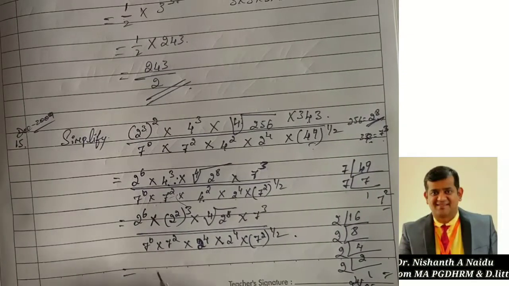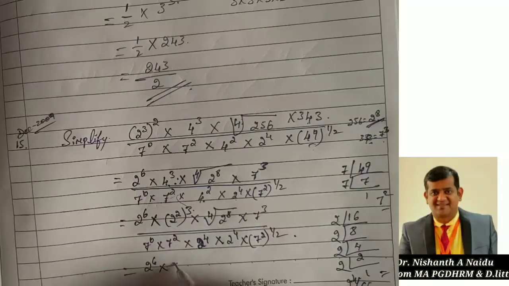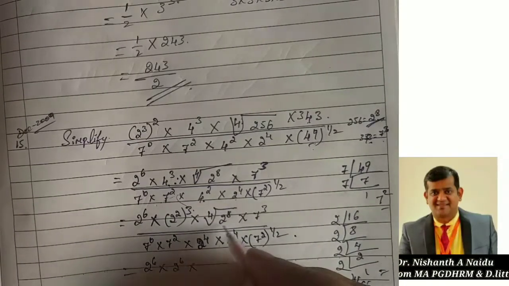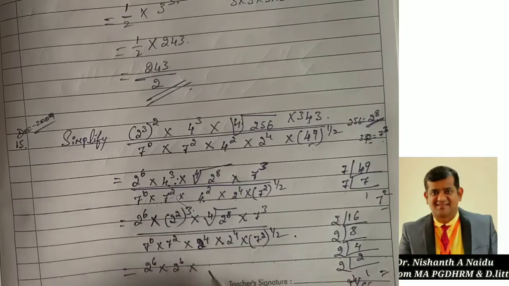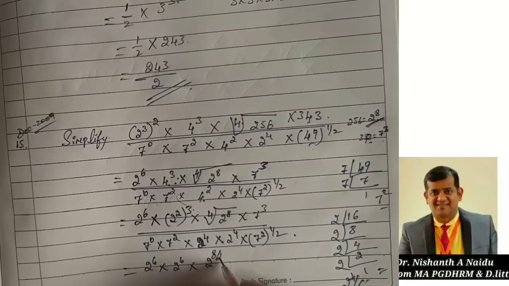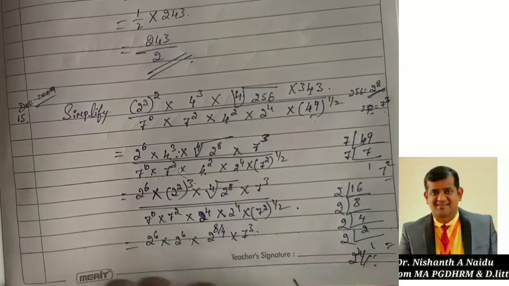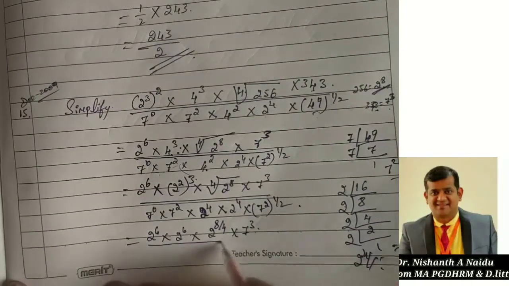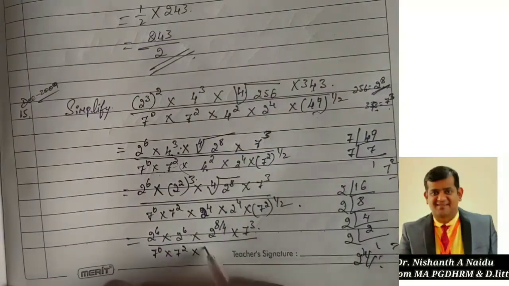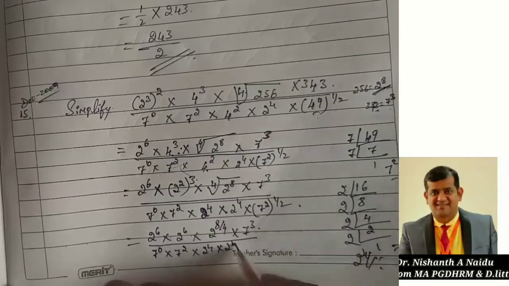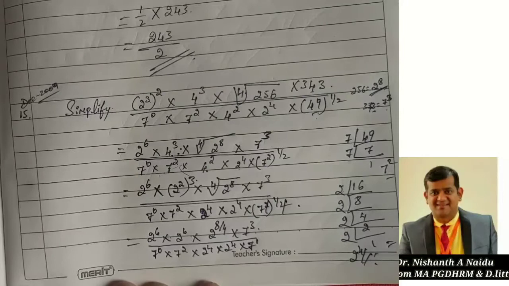So before that we will do the simplification again. 2 to the power 6 into 2 3s are 6, 2 to the power 6 into 2 to the power 8 divided by 4, because we are removing the root. 2 to the power 8 by 4 into 7 to the power 3 into 7 to the power 3. Okay. Divided by 7 to the power 0 into 7 to the power 2 into 2 to the power 4 into 2 to the power 4 into 2 to get cancelled, 7 to the power 1.